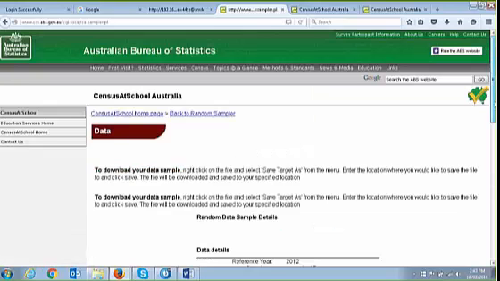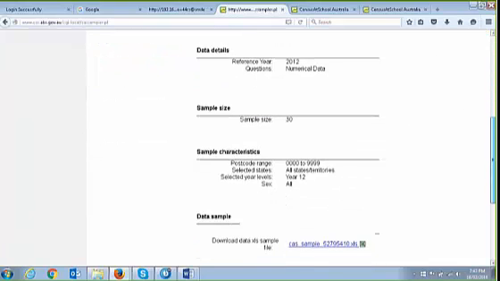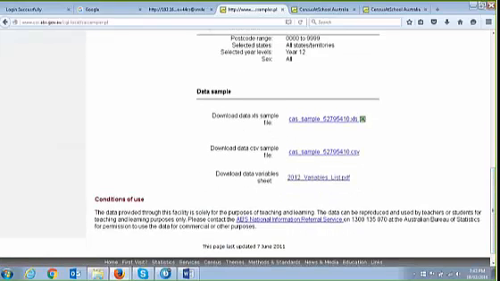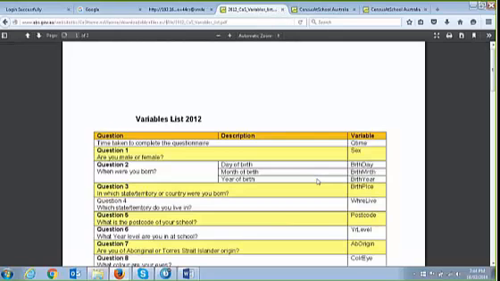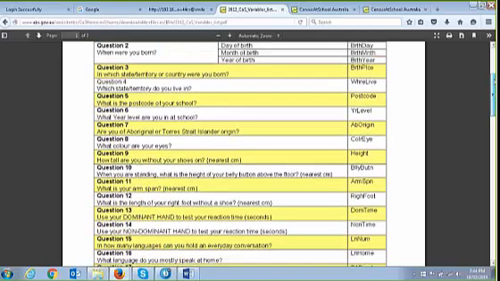Now in the data sample, I get a summary of what I have selected, but very importantly, I've got the list of the variables that were asked in that survey, which is a nice little PDF. And you can see they ask all sorts of questions, from very straightforward to kind of funny ones. I love the belly button one, which is question number 10. Students would have a great deal of fun answering that one.